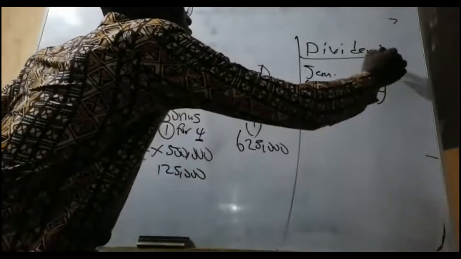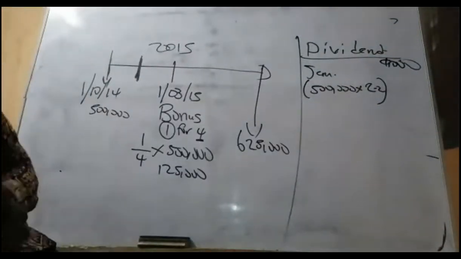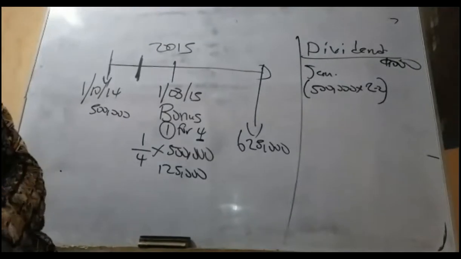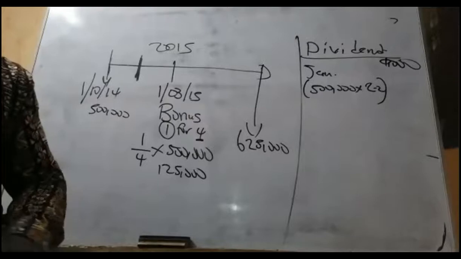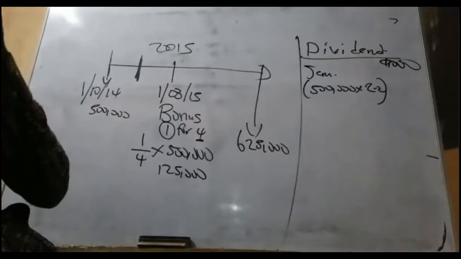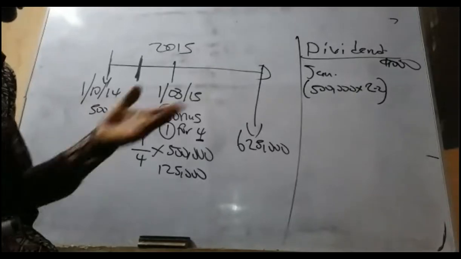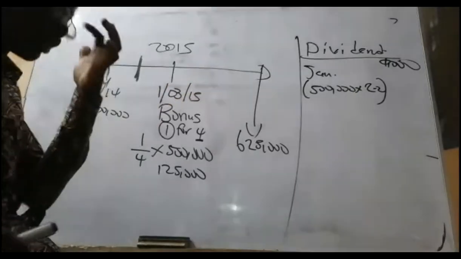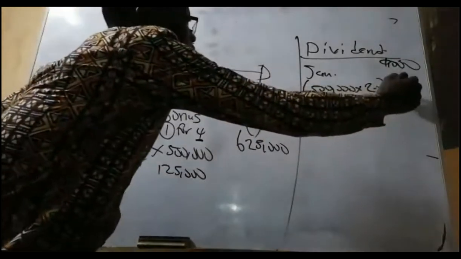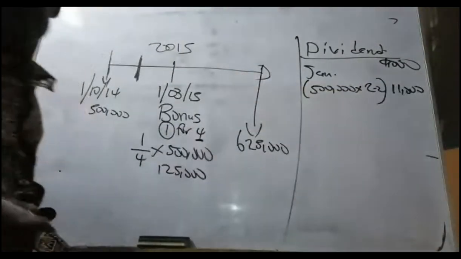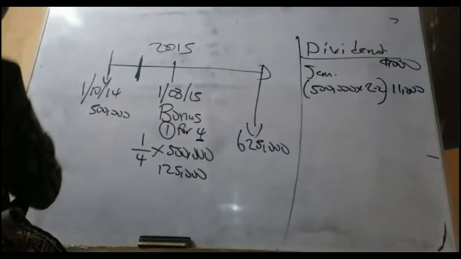So 500,000 times 2.2 gives us what? 500,000 times 2 is 1 million, and the 0.2 gives us another, so it's 1,100 basically. Good. Then you relax for a while, then you come back again.